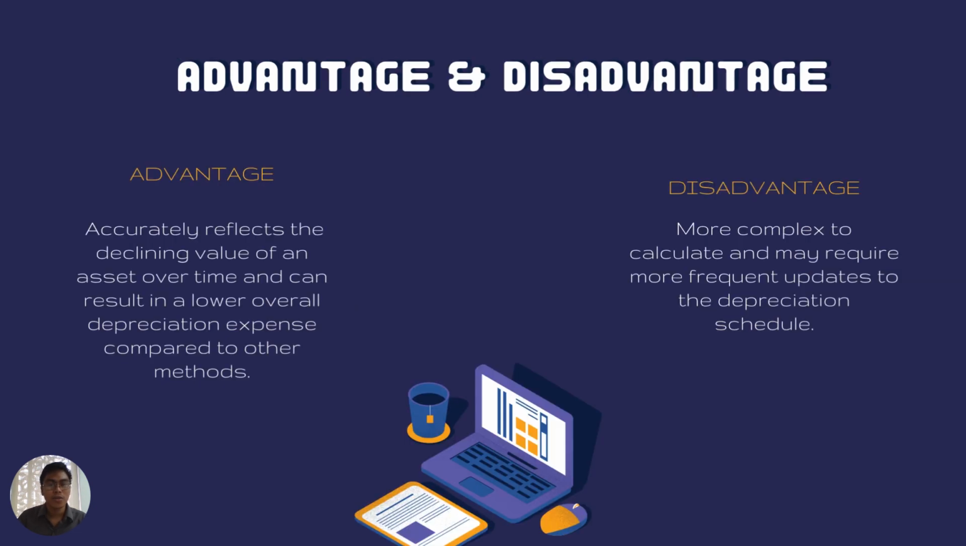And now let's go to the advantages and disadvantages of the sum of year digits method. The advantage of the sum of year digits method of depreciation is it accurately reflects the declining value of an asset over time and can result in a lower overall depreciation expense compared to the other methods. On the other hand, its disadvantages. The sum of year digits method of depreciation can be more complex to calculate and may require more frequent updates to the depreciation schedule.